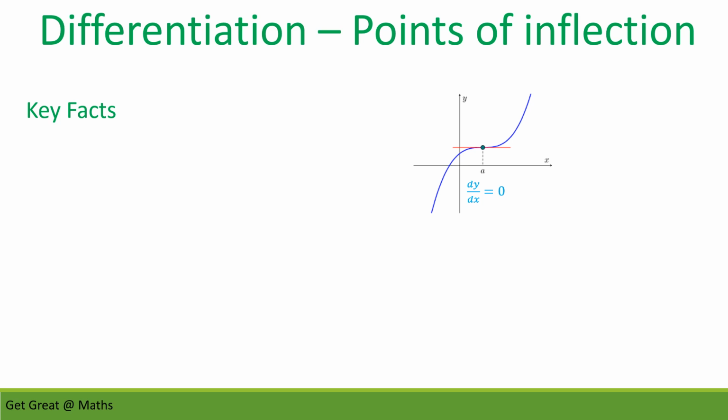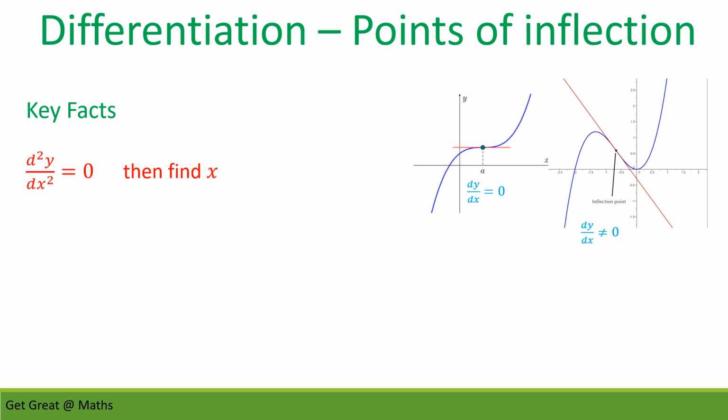Now dy by dx equals 0 here, but that is not the only type of stationary point you can get. You can also get when dy by dx doesn't equal 0, and in this case the gradient either side is a negative gradient. So the gradient is the same either side of that turning point, but the dy by dx does not equal 0. So in this case we have to use d2y by dx squared equal to 0.